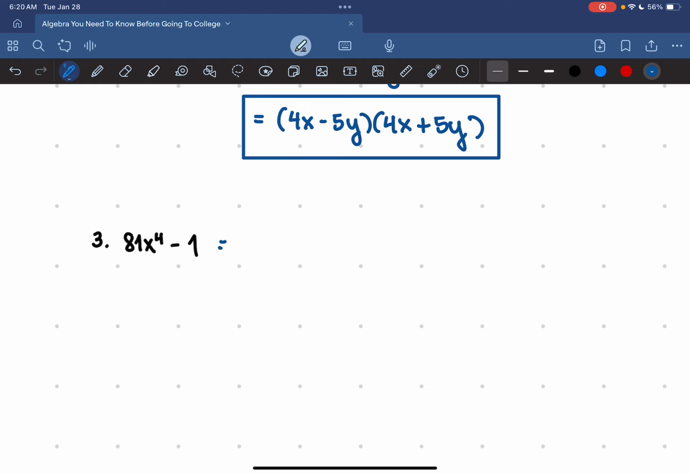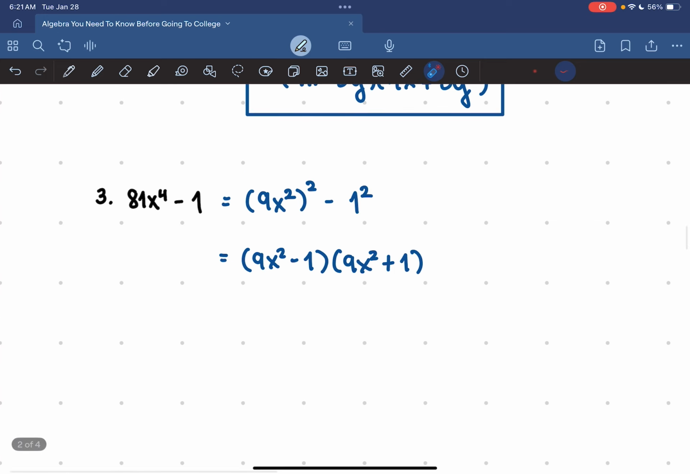So we can write this one as 9x squared squared minus, just for technicality, 1 squared. So I hope you got that one, and then apply difference of two squares again. So we have here 9x squared minus 1, 9x squared plus 1. And from here, take note that this one cannot be factored anymore.